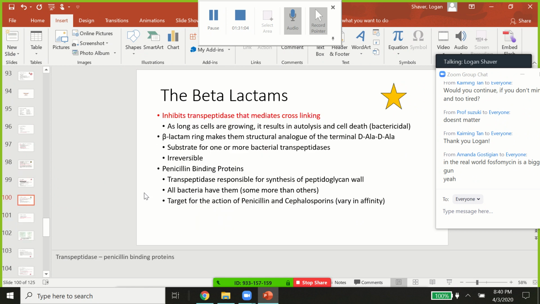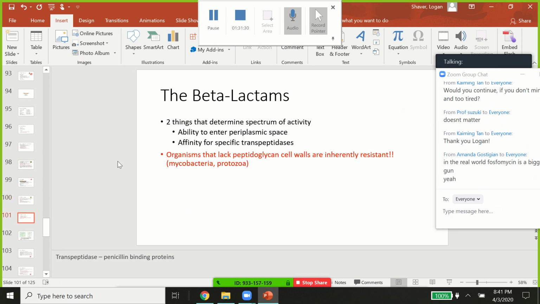And then beta lactams. This is a very vague category because there's a lot under the umbrella of beta lactams. You'll have, of course, penicillin, and cephalosporins are even underneath that. So it's just a very big category. But anyway, in general, they inhibit transpeptidase that mediates cross-linking. That's what beta lactams do.